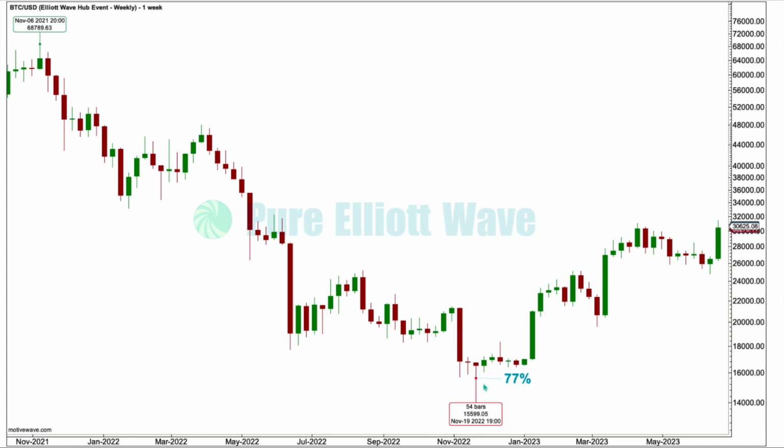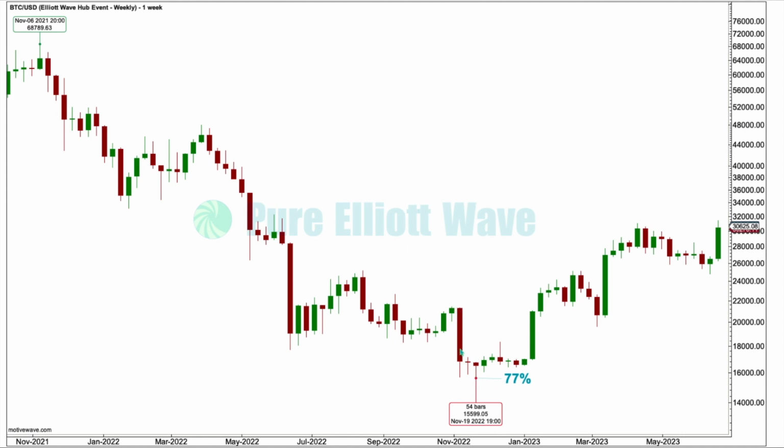Next low, this is November 2022, so this is the most recent one. This is the end of what I have as primary wave 2 within cycle wave 3. It's only a 77% reduction in market value, so it's on the shallower side for Bitcoin. It usually has an 80 to 90% reduction in market value. Its bear markets seem to be getting just a little bit more shallow as we go on.